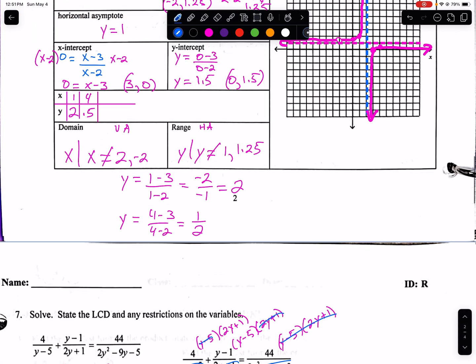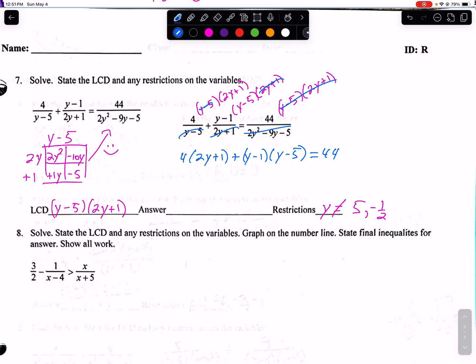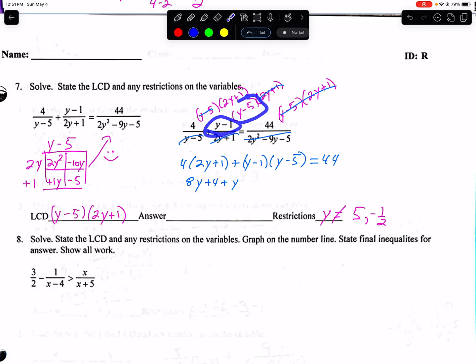So then I get 8y plus 4 for the first. I'll just do the rest in my head so we can get through it quicker. Plus y squared minus 6y plus 5, just FOILing it in my head. So look right here. We're multiplying the y minus 1 times the y minus 5, right? And if I FOIL this, I get y squared. Outside's negative 5, inside's negative 1. So y squared minus 6y. And if I multiply these, I get positive 5.